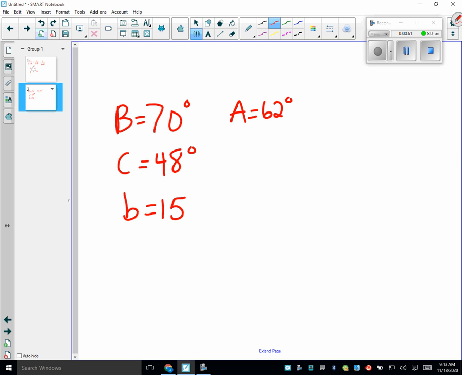Now, what side would you like to find? A and C. Can we find A first? Sure. So what is, I'll do it again. a over the sine of 62 equal to 15 over the sine of 70. Is that right?